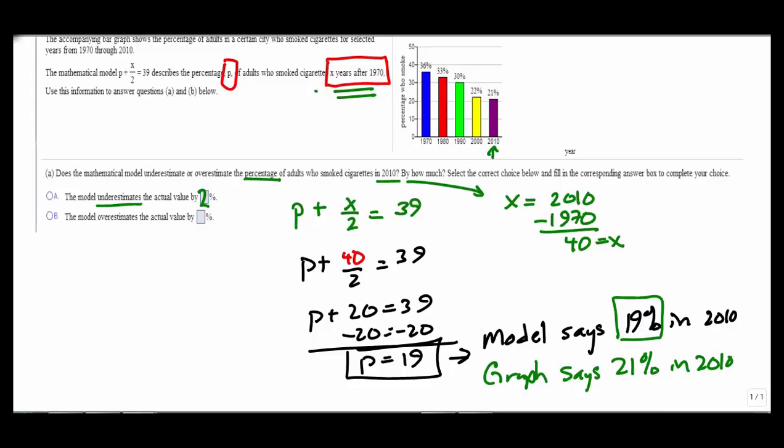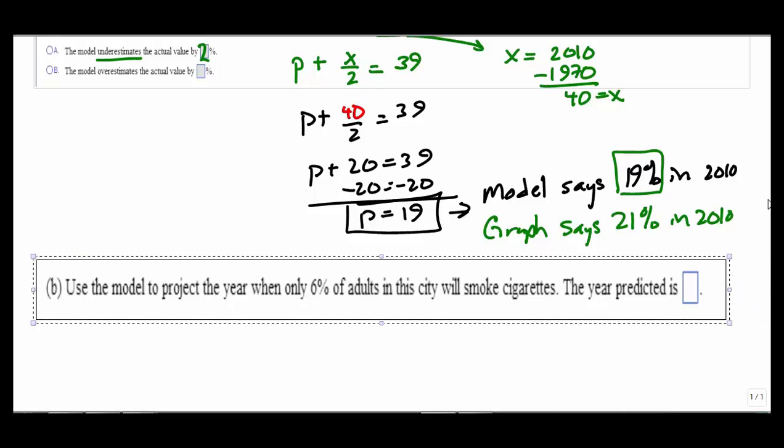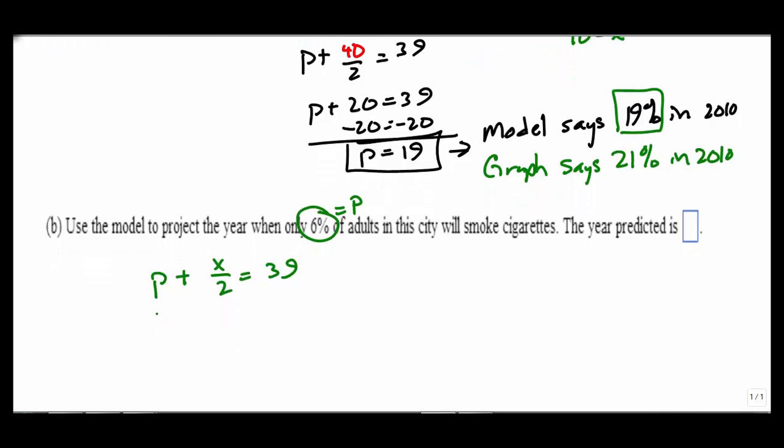Now the next question is going to basically ask, okay, use the model to project the year in which only, let's say, 6% of the adults will smoke cigarettes in this city. So what we want to do is we want to use our model again, but in this case we know the percentage. We want to find the number of years. So again, we start with our model. P plus x over 2 equals 39. And this time I know the percent. So that's what I plug in. So I have 6 plus x over 2 equals 39.